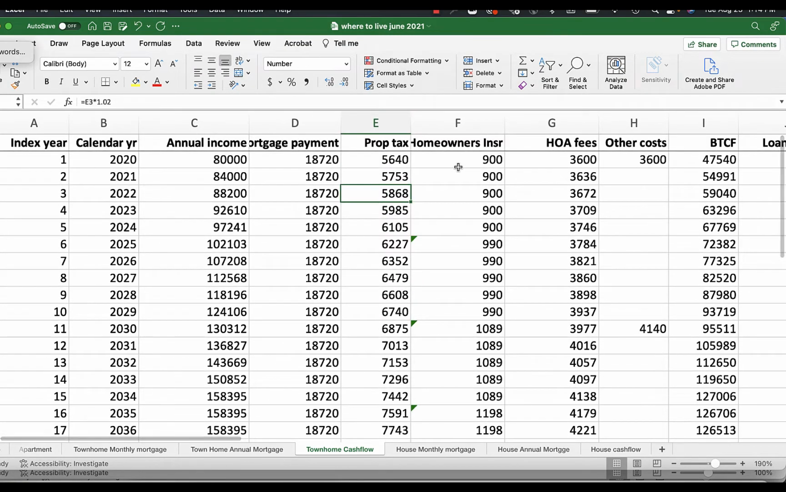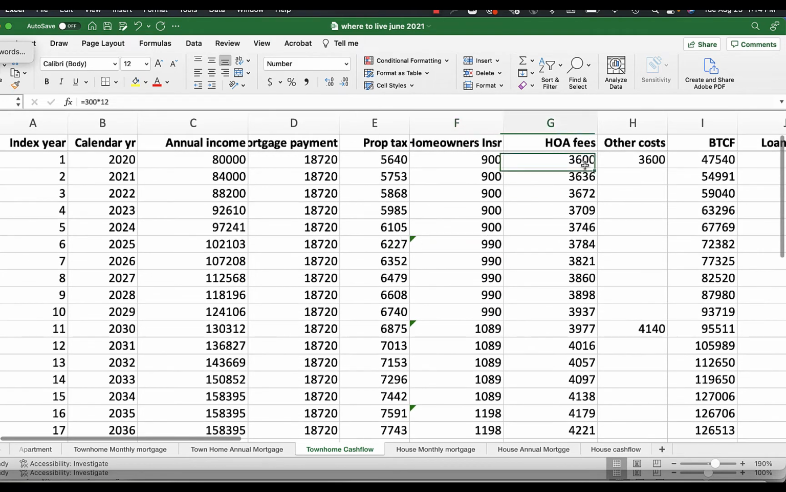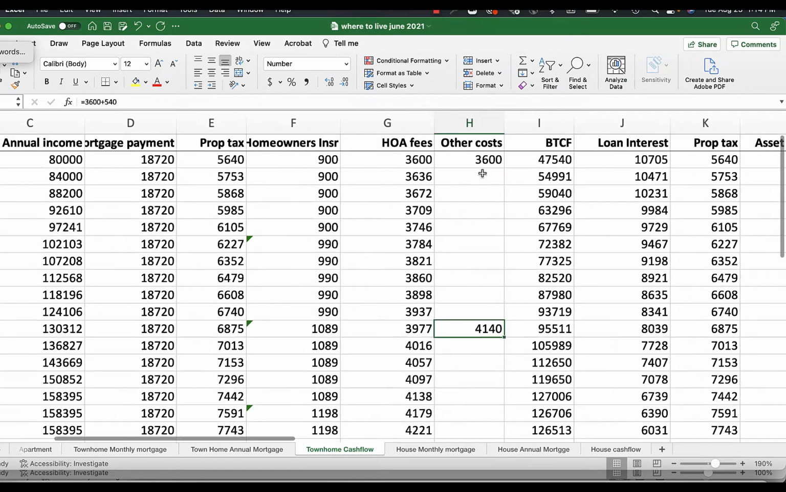I'm going to take the previous value and multiply it by 2%, and I just increase that property tax along. The homeowners association fees, the homeowners insurance, is $75 times 12, and then it increases every 5 years by 10%. The HOA fees are the $300 times 12, and that increases by 1% a year. Then these are the other costs that we have that were spelled out related to replacement of appliances and the water heater.